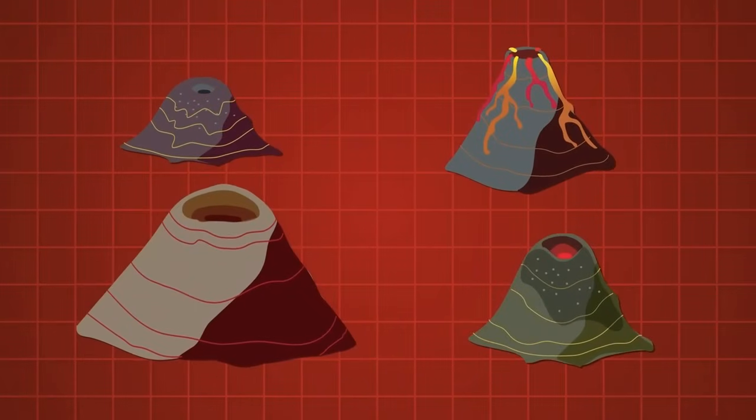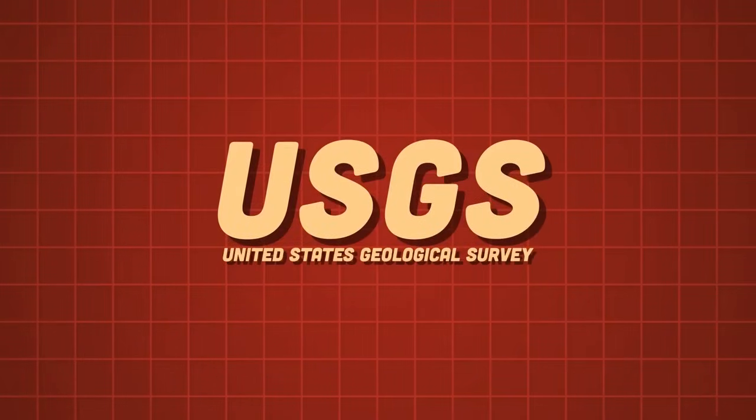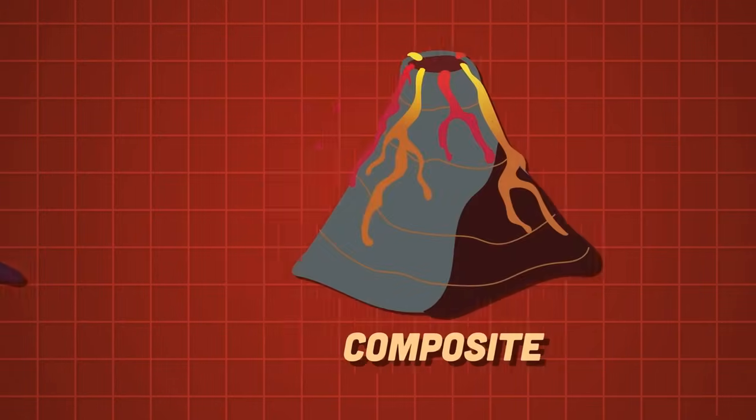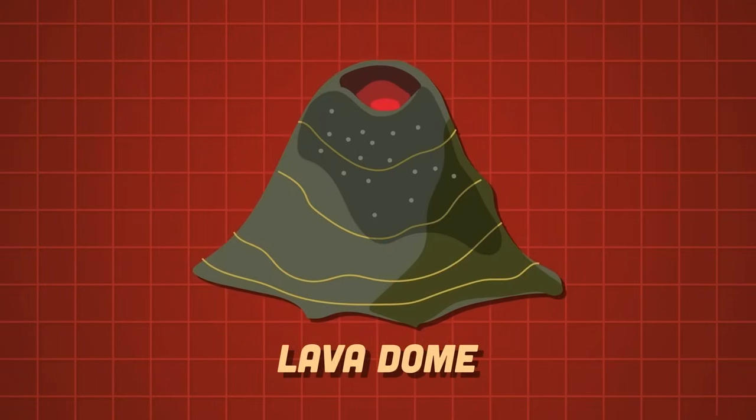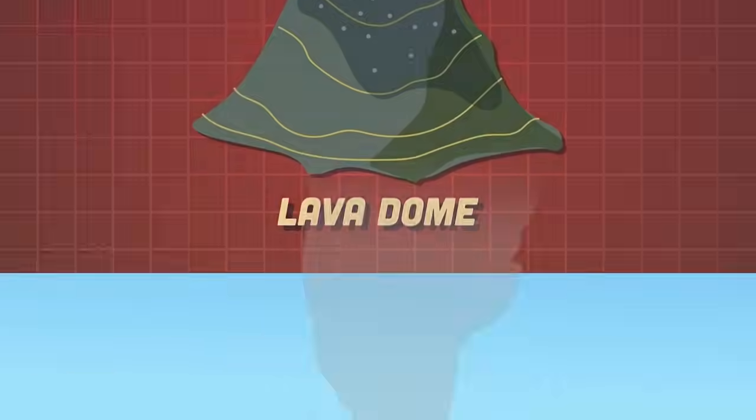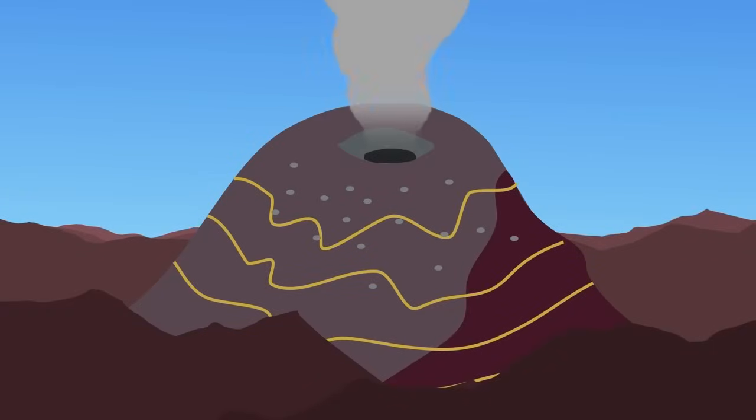These 4 classic types of volcanoes are named by the USGS: cinder cones, composite and shield volcanoes, and lava domes. I do confess, the simplest type of volcano is the cinder cone. Let's see how they form and how they grow.